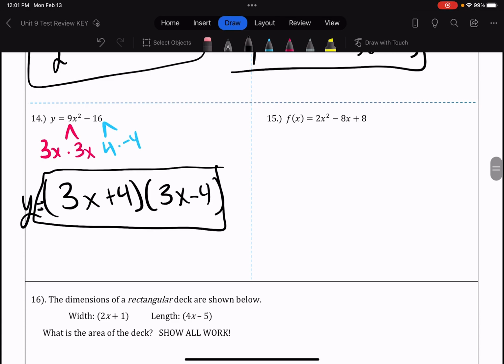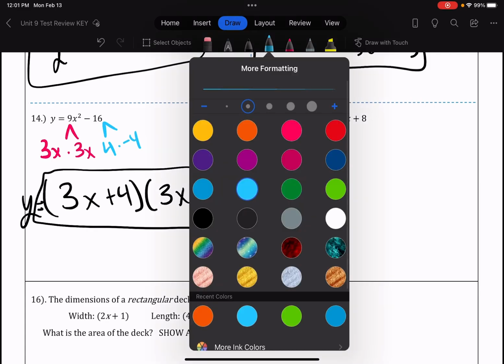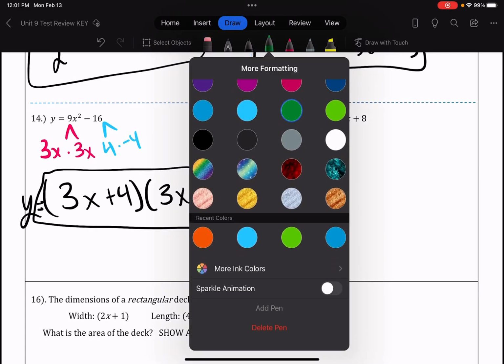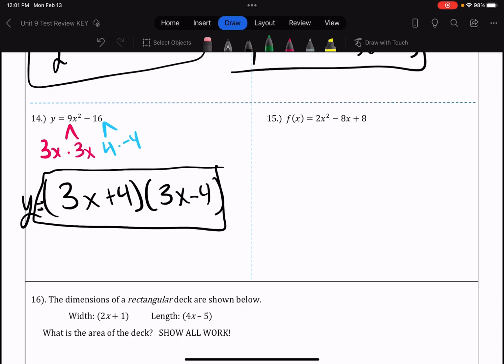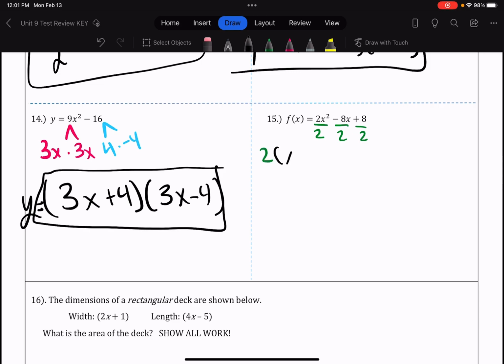Last problem we're going to look at for this video is number 15, and it says f of x equals 2x squared minus 8x plus 8. Guys, this is a trinomial, so the first thing I need to look for is a greatest common factor. In this case, I have a greatest common factor of 2. So if I factor out that 2, I get x squared minus 4x plus 4. So I'm going to go ahead and make my chart over here, just like I did with the previous trinomial factoring problems.